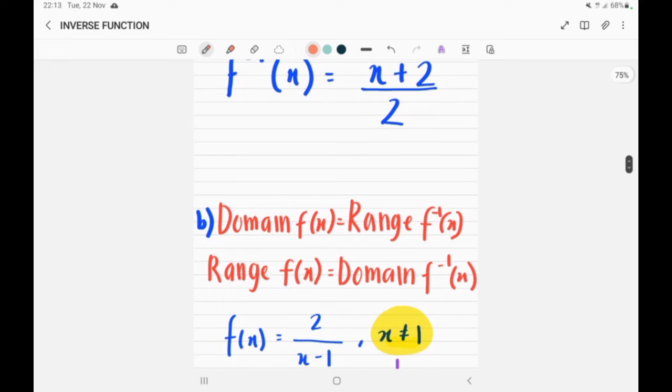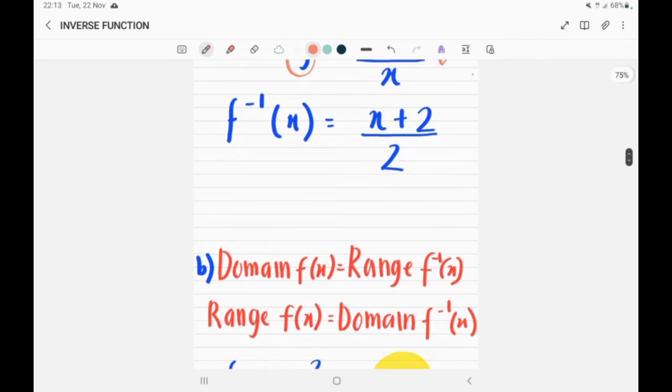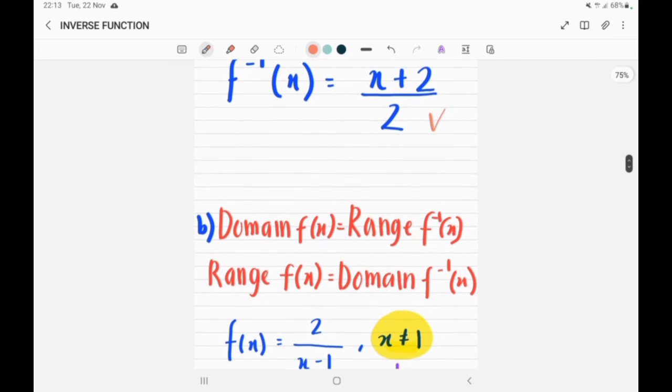Question B wants you to determine the domain and the range of f inverse, but you cannot simply write down the domain and range from what you found in A. There are two very important points to remember: the domain of f(x) is equal to the range of f inverse, and the range of f(x) is equal to the domain of f inverse.